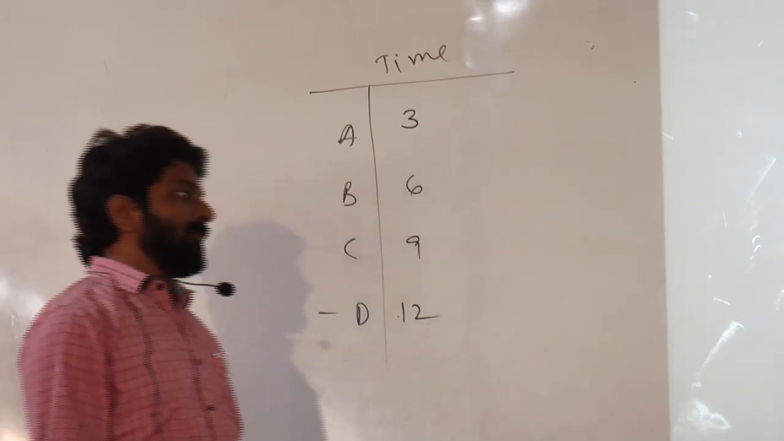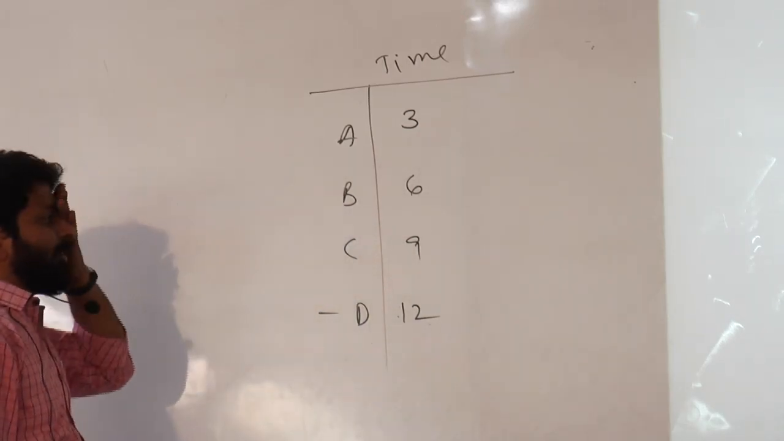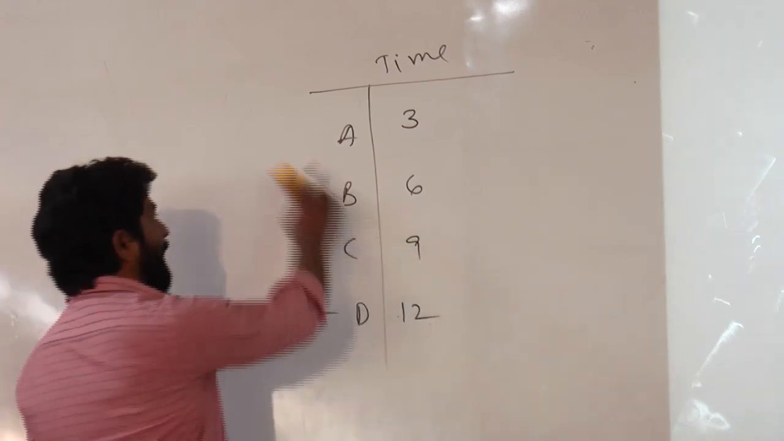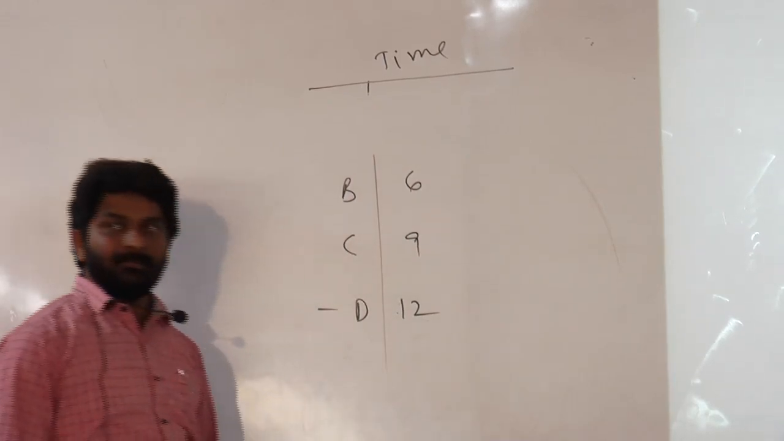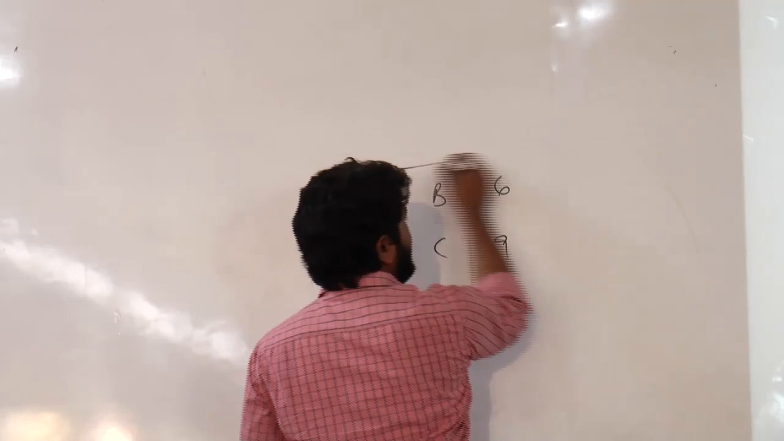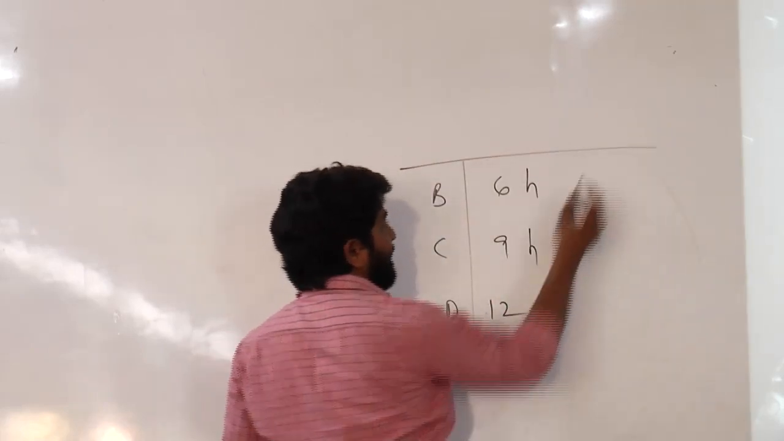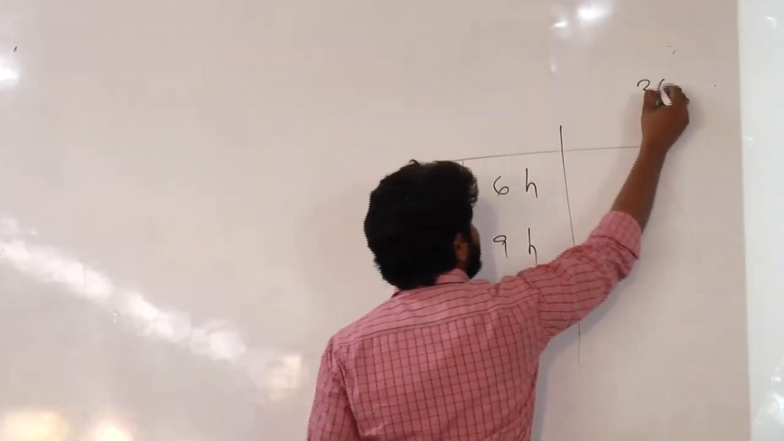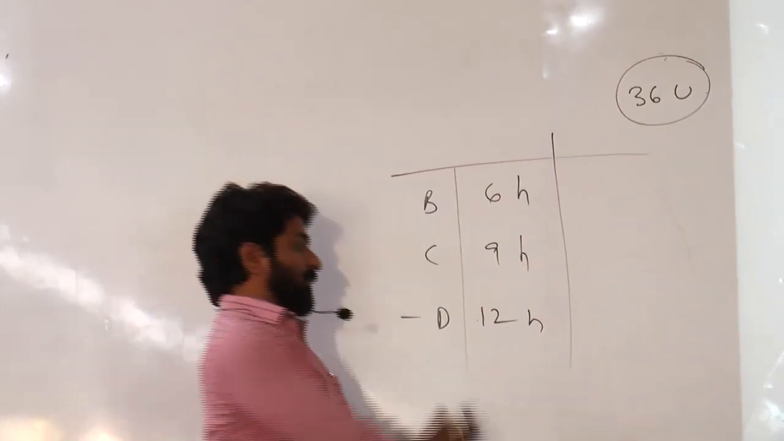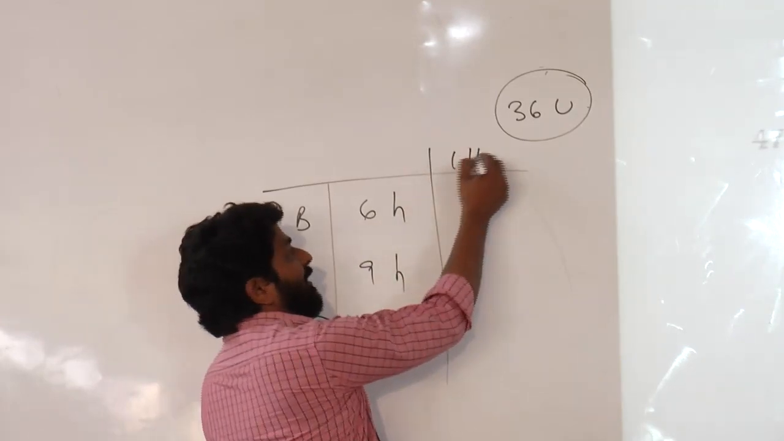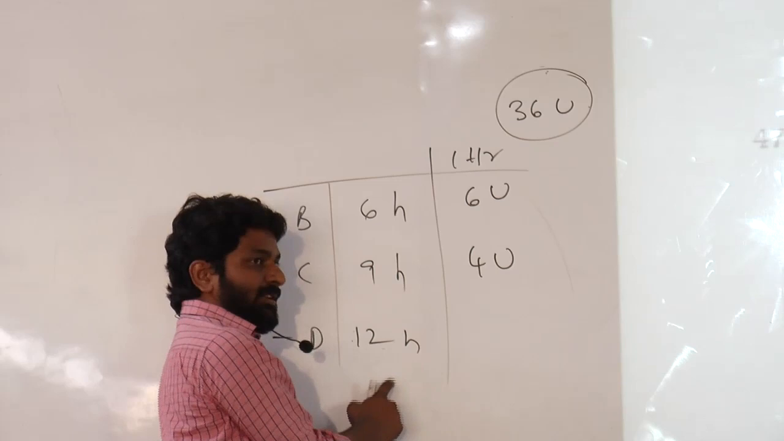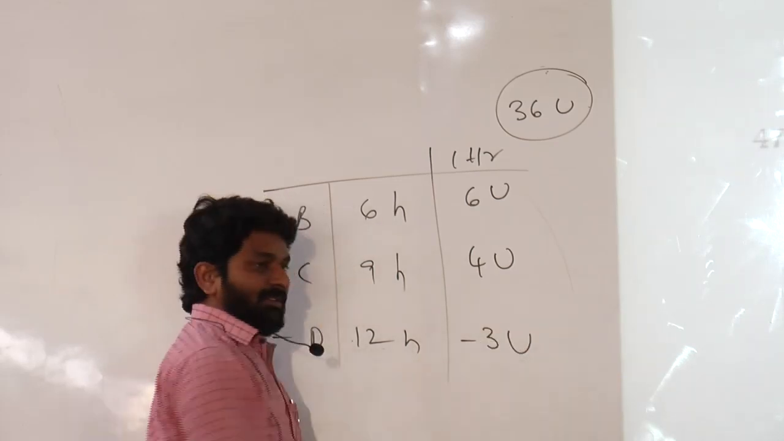How much time will it take to fill the tank if inlets B, C and outlet D are open? Now you don't have A. 6, 9, 12. LCM? Come on. Hours, right. Let's go for the units method. Total number of units are 36, the LCM of the 3 numbers. So per hour work will be 6 units positive work, 4 units positive work, 3 units negative work.